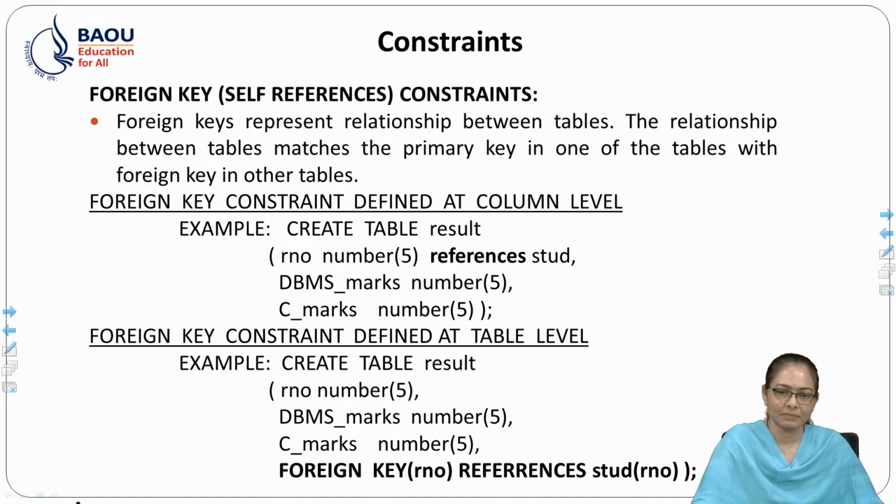See here how to define the foreign key at the table level. First see foreign key in the bracket roll number, then references, student table, then in the bracket roll number. It means it takes the references from the student table. Roll number in the student table gives the reference to the roll number in the result table. If we make the foreign key at the table level, then we write the whole table definition. After that, foreign key in the bracket roll number, references, student in the bracket roll number is declared.